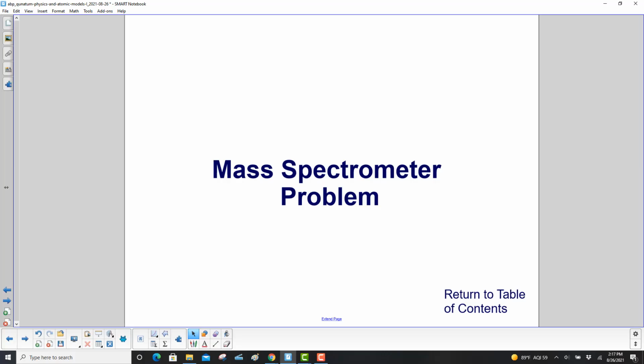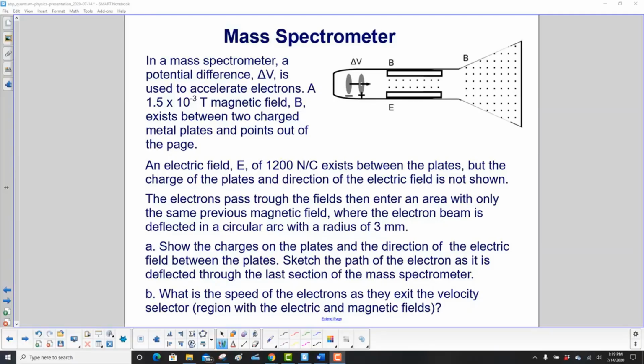Mass spectrometer problem. In a mass spectrometer, a potential difference, delta V, is used to accelerate electrons. A 1.5 times 10 to the minus 3 Tesla magnetic field B exists between two charged plates and points out of the page. An electric field E also exists between the plates, but the charge of the plates and the direction of the electric field is not known.